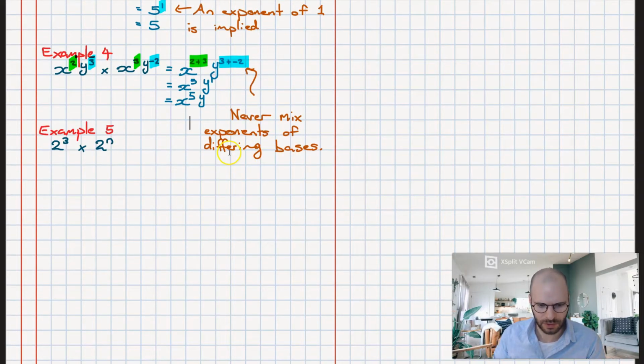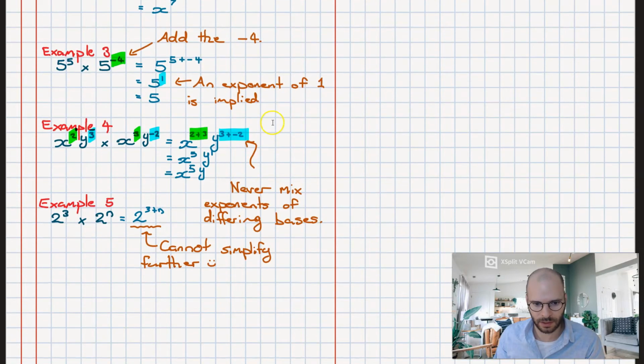Okay, example 5 now. We have 2 to the power of 3 times 2 to the power of n. So the difference is we have an unknown in our exponent. Now we simply treat this example like we've treated every other example in this set of examples. So we get our common base of 2. Then we go 3 plus n. And because we can't add 3 and n together, this is as far as we take it.